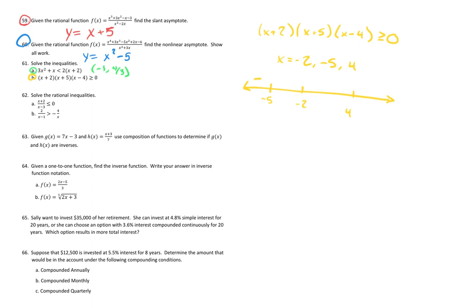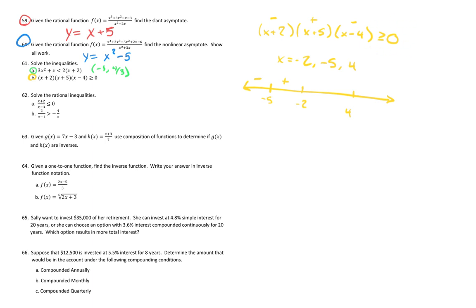And then we just repeat this process. So if I plugged in a number between negative 2 and negative 5, let's just say -3, we can see what happens. So -3 plus 2, that's going to be a negative number. -3 plus 5, that's going to be a positive number. And -3 minus 4, that's going to be a negative number. So we can see we're going to have 1 negative, 2 negatives, so that's going to be positive. So we should be positive in this interval, which is good because that means that we satisfy this condition.